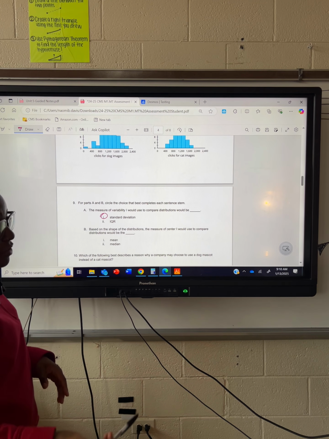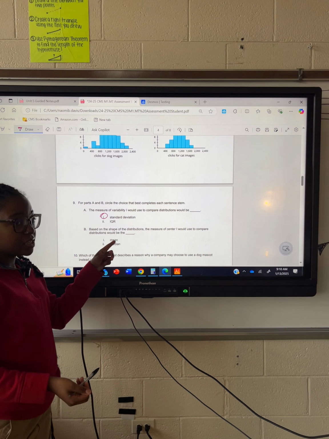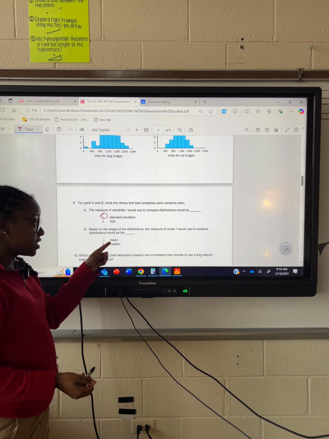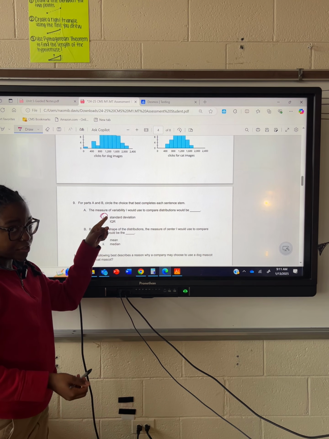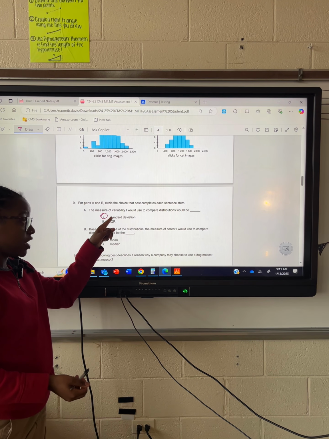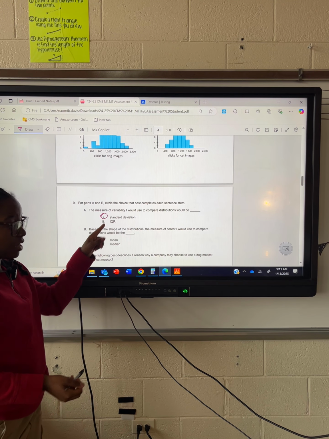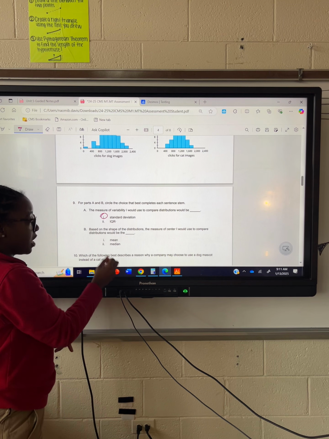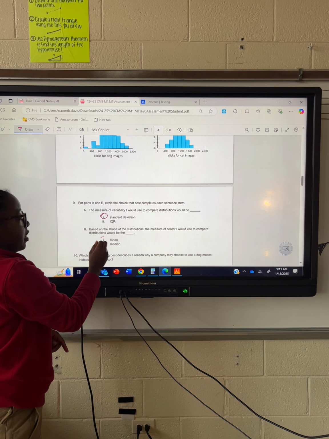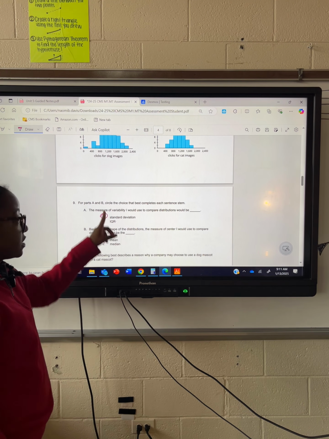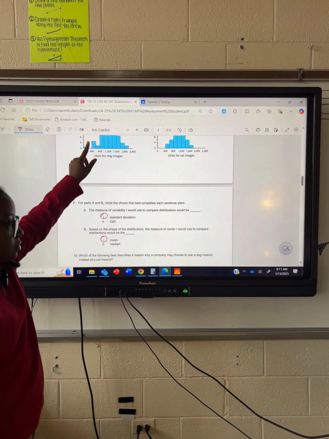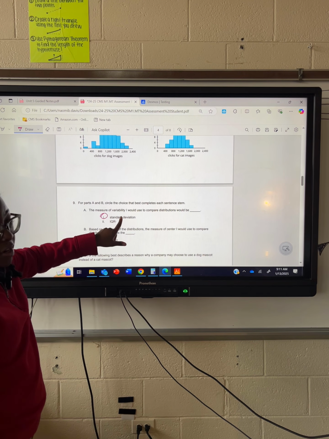Okay? Standard deviation. Now, here should be easy because your measure of center should match your measure of variability. Standard deviation goes with mean. IQR goes with median. You can see both of these on a box plot. I got a histogram. Okay? Standard deviation for histograms. Mean goes with standard deviation.